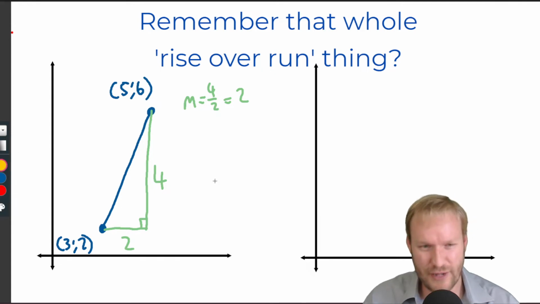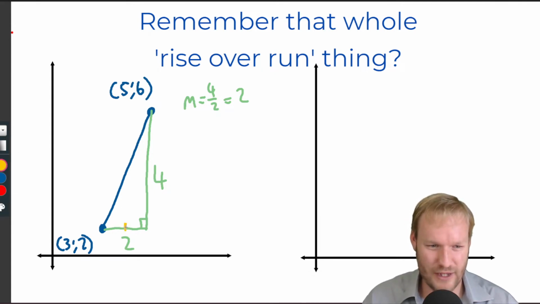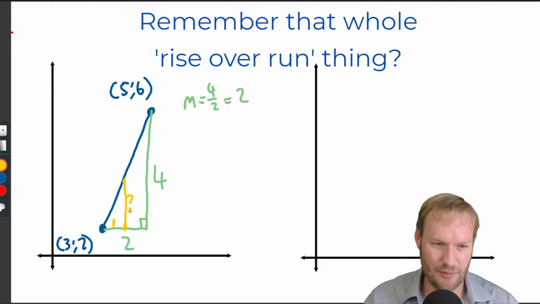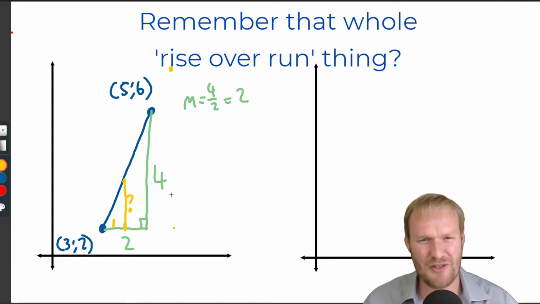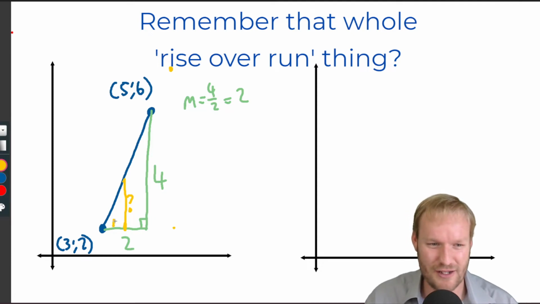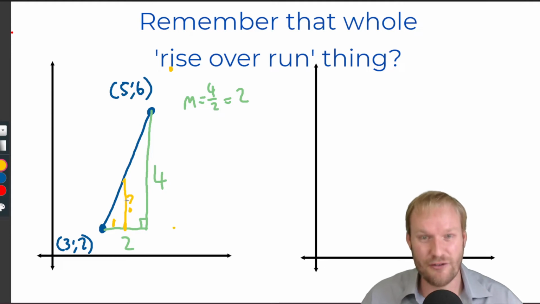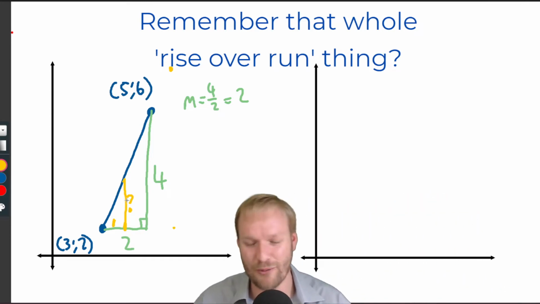Now, one way to think about it is to go, for every one step across, how far up are you going? So if you're going across by 1, how far up are you going? And our gradient of 2 tells us that when we go across by 1, we're going up by 2. So if we're going across by 2, we must have gone up by 4. If we go across by 3, then we must have gone up by 6. So that's that whole rise over run. We're making sure that for every one step across, we know how far up we're going. Well, that's maybe one way to think of it.